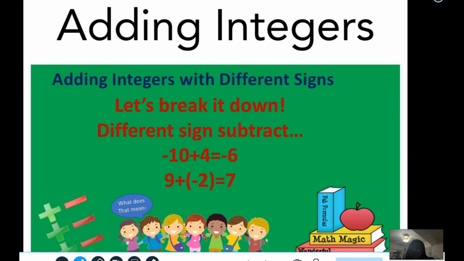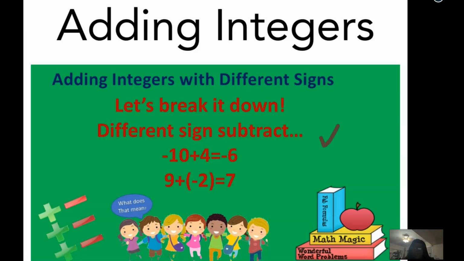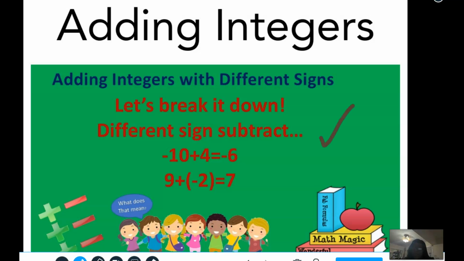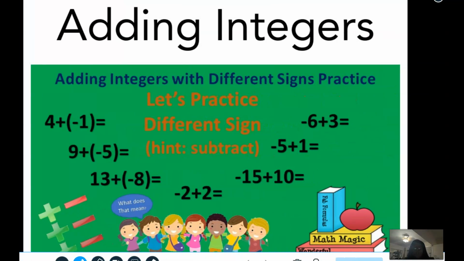We do it again with the next example, 9 plus negative 2. We simply subtract 9 minus 2. We know that gives us 7, and then we look for the larger number. The larger number in this case is 9. 9 is positive, so we keep the sign of the larger number, which is positive, and that gives us a positive 7. If you are following along with Miss Rainey, go ahead and give me a check, and we will move along again to some practice.